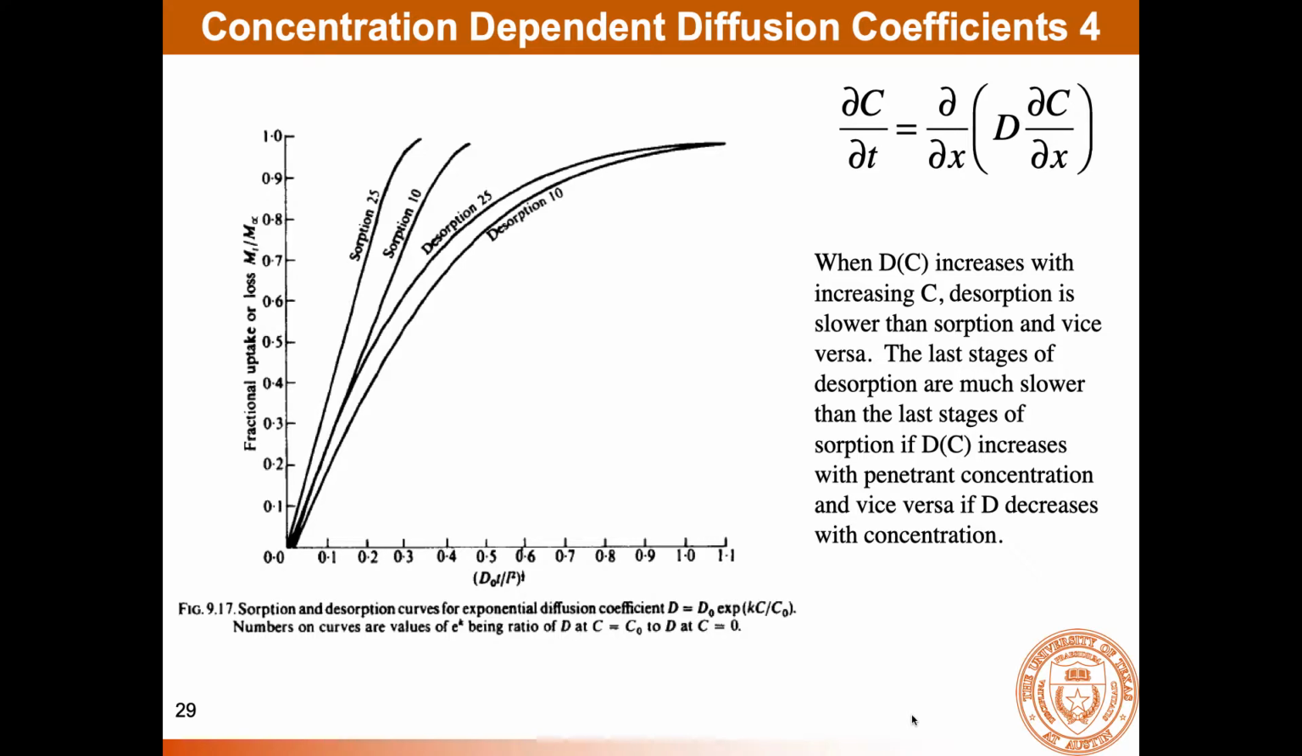This is showing a different model where the diffusion coefficient increases exponentially, and is showing cases where it changes by a factor of 10 and by a factor of 25 during the course of the experiment. And you again see fractional increase in mass uptake kinetics with square root time initially, bending over towards equilibrium.